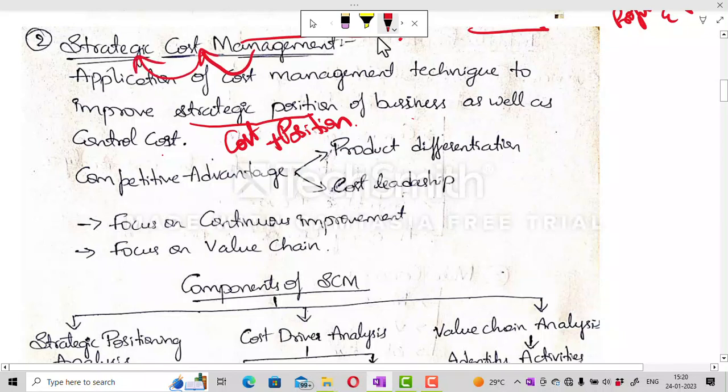And see, what we will achieve here is competitive advantage. It means gaining importance over the competitors, gaining an advantage. It can be through product differentiation and cost leadership. We will go through this concept at a later stage. Now just remember the words only. And see, in strategic cost management, we need to focus on continuous improvement. Otherwise, every company will become like Nokia. And we need to focus on the value chain at the same time.